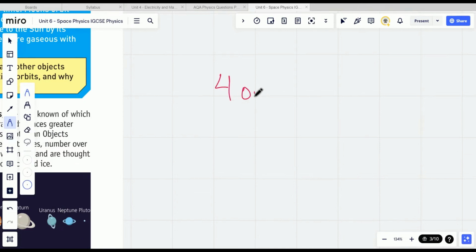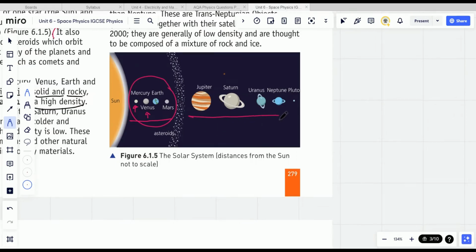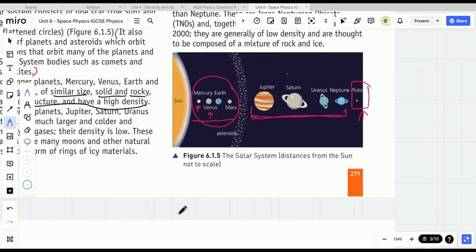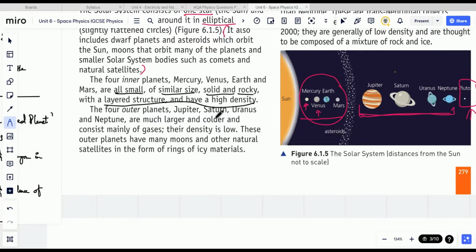The four outer planets. Where are those? See this. Pluto, we will talk about Pluto later. It's a dwarf planet. So we are going to talk about these four now. Right after Mars, what do we have? Jupiter, Saturn, Uranus, and Neptune. Okay, this is done. Let's talk about this.